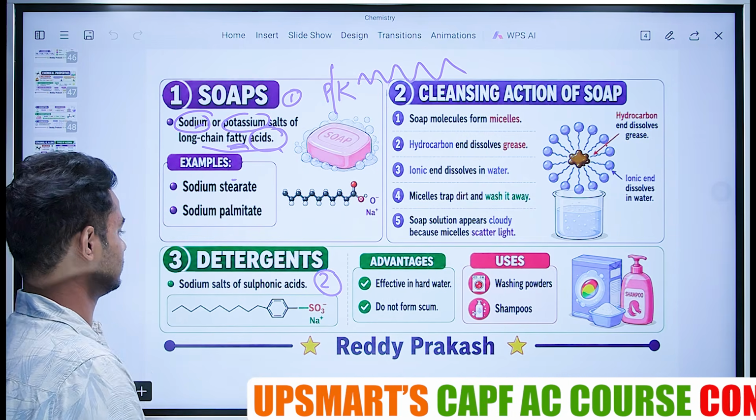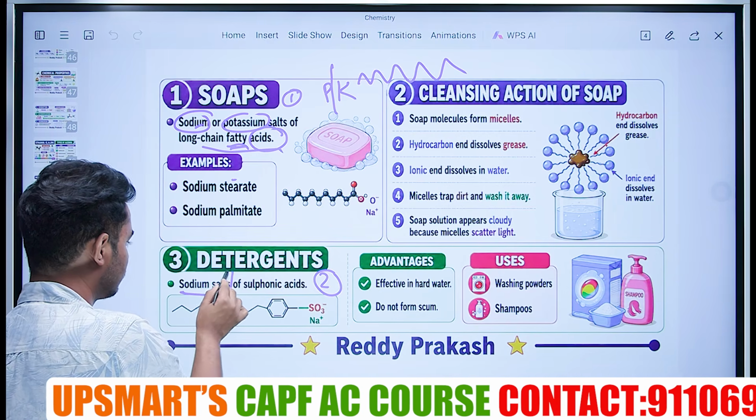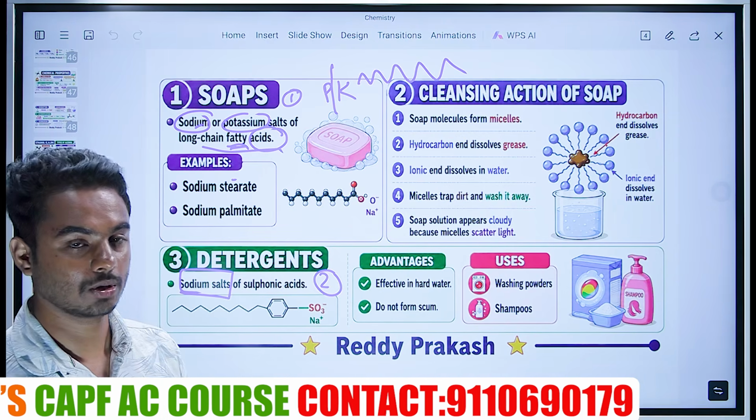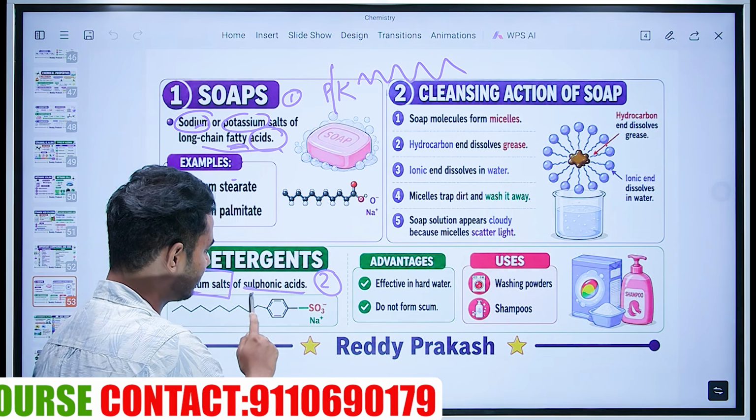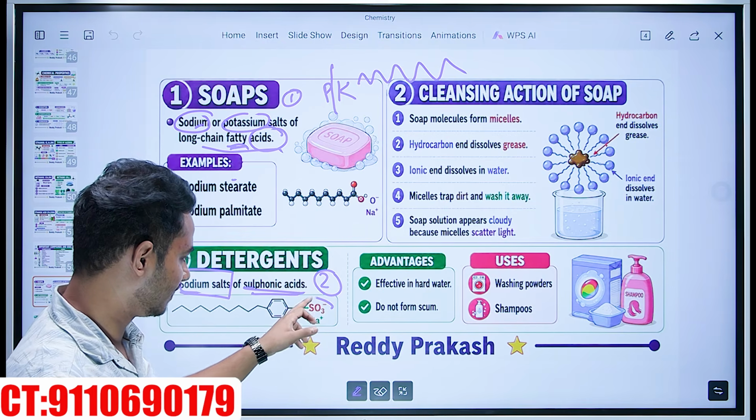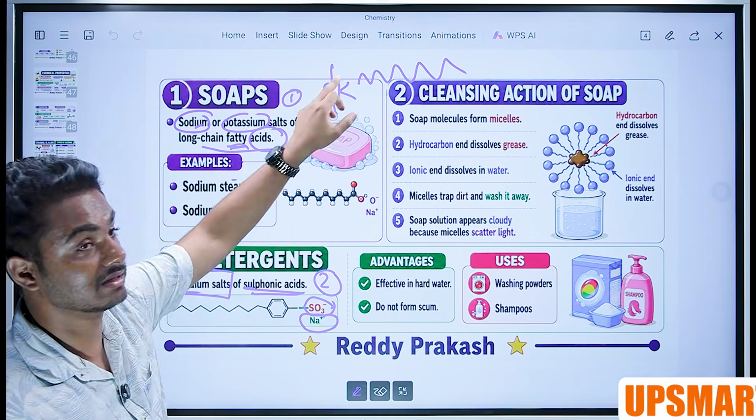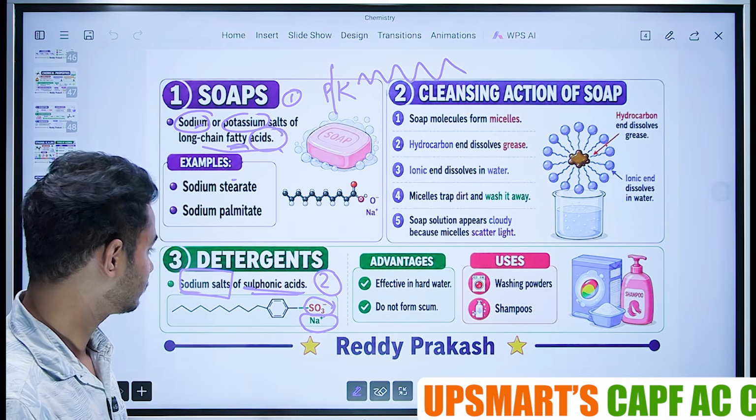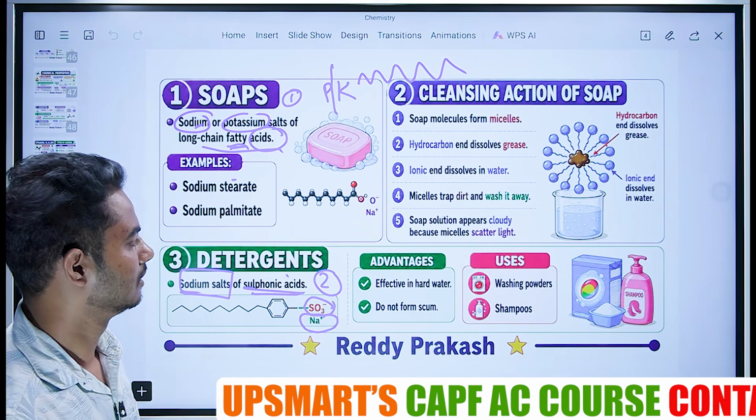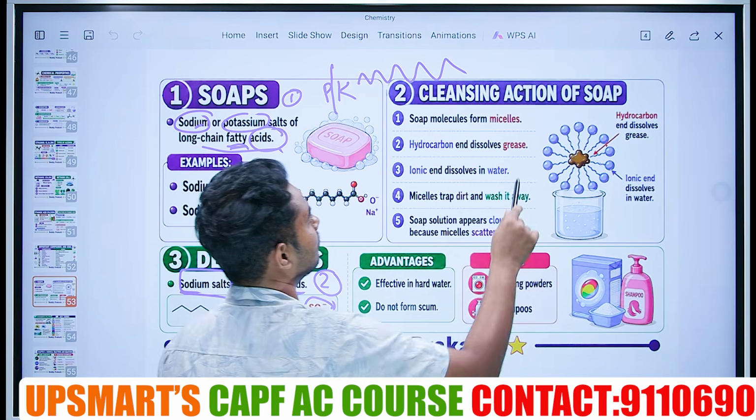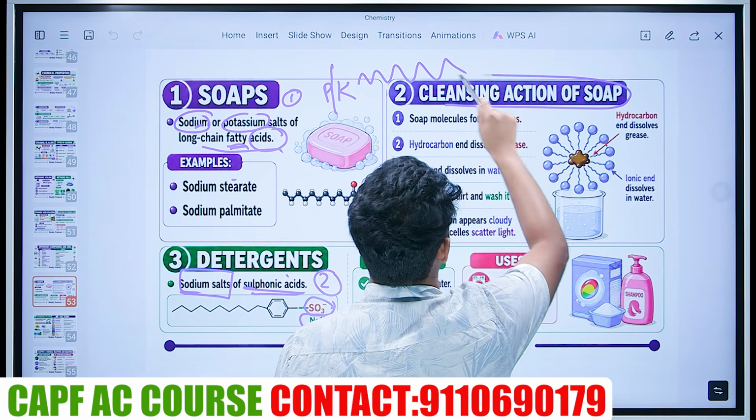Then what are detergents? Detergents are sodium salts of sulfonic acid. Sodium salts of sulfonic acid, not the fatty chains. Okay, these are detergents.